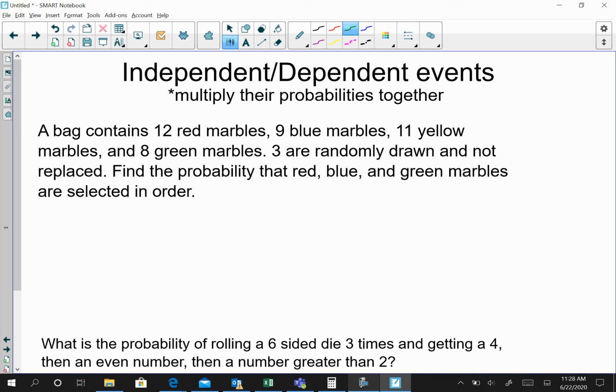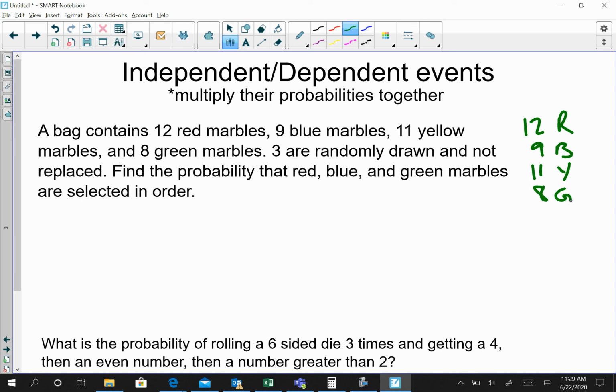So a bag contains 12 red marbles. Back to the marbles. A bag contains 12 red marbles, 9 blue marbles, 11 yellow marbles, 8 green marbles. I'm writing this out. 12 red, 9 blue, 11 yellow, 8 green.